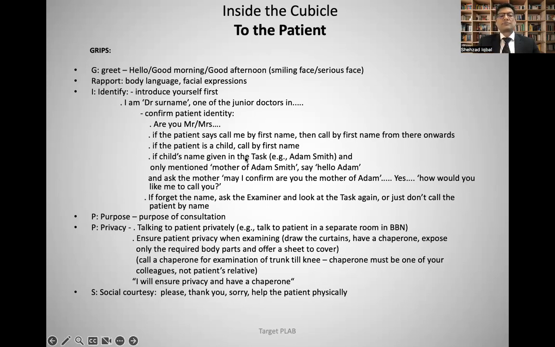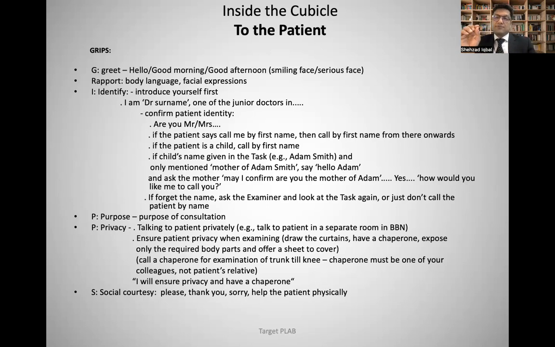Then it comes to the task says mother of Adam Smith. The name is not given. Then you could ask, may I confirm, are you the mother of Adam? Are you the mother of Sarah? Yes. How would you like me to call you? Okay, call me Charlotte. Okay, Charlotte, please tell me what happened. So then you would just carry on with that.